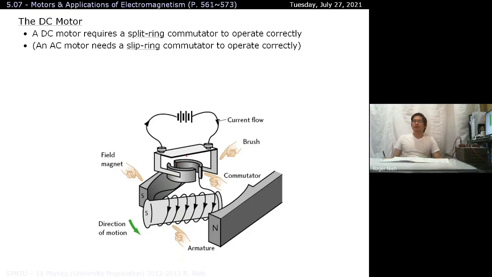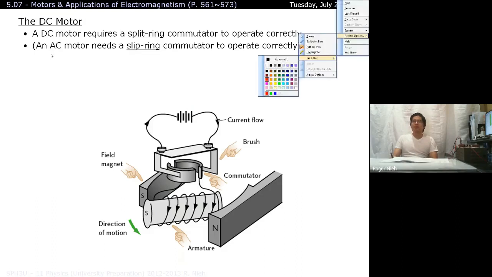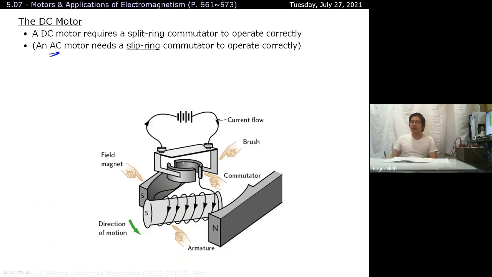We know that this is a DC motor because when you look at these rings over here, they're split in half. All DC motors require a split ring commutator, and we'll see why when I go through the animation. On the other hand, an AC motor does not have a split ring. Instead, it has a solid ring over here, at least in this dimension.